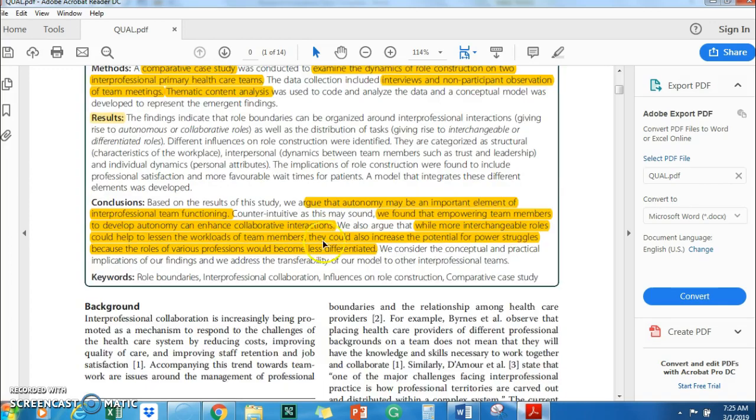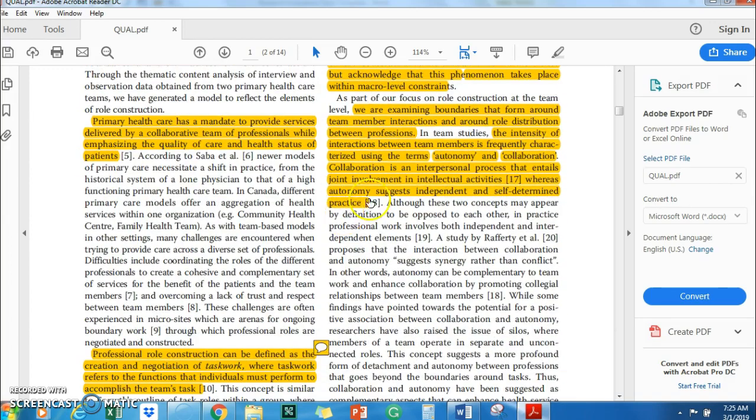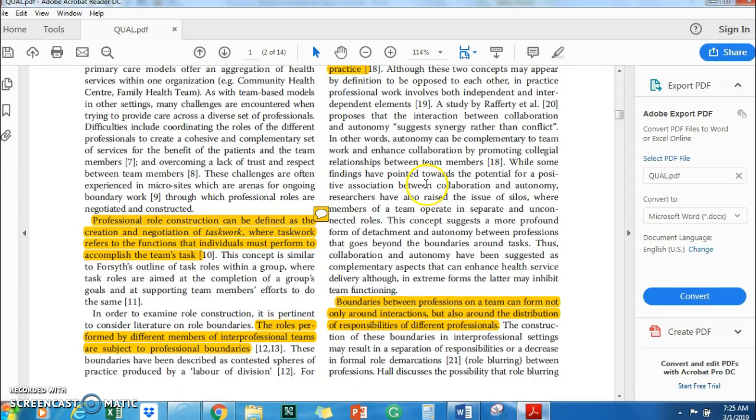So if I go in and do a deep dive here, remember your background or your introduction always talks a little bit more about specifically what they did. Hey, I couldn't understand what they were talking about with role construction, so I really had to go in there and highlight that for myself.